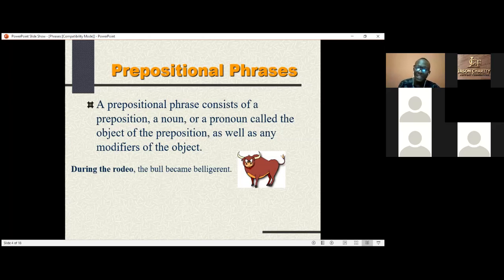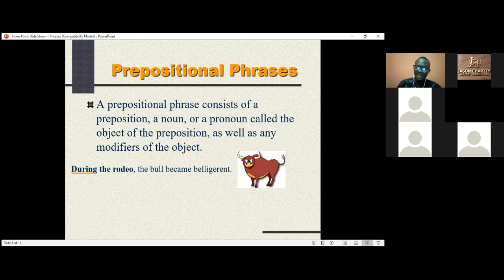Now you have an article that is modifying the noun, and you have "during," a preposition. So if you take this together in bold, "during the rodeo" is what? It's a prepositional phrase. It's a group of words that begins with what? A preposition. That is what makes a prepositional phrase.